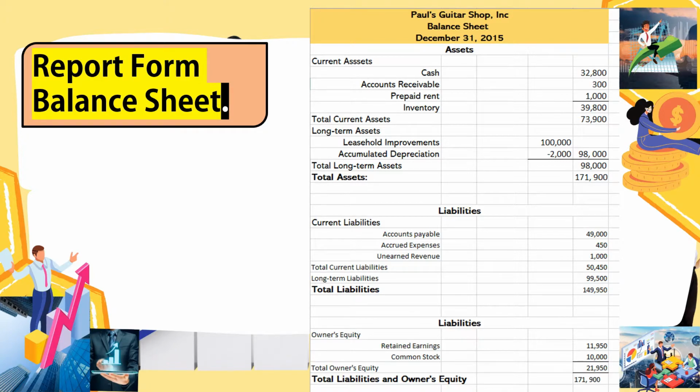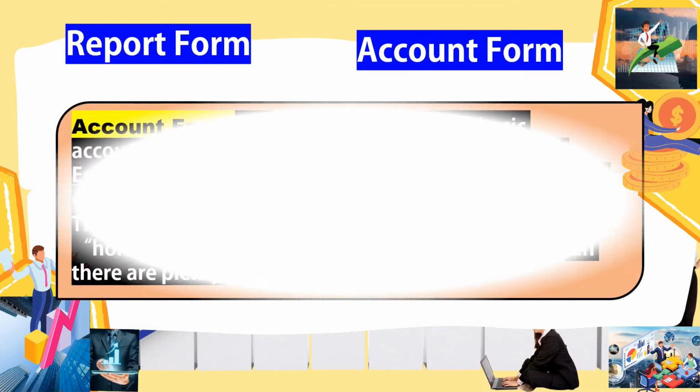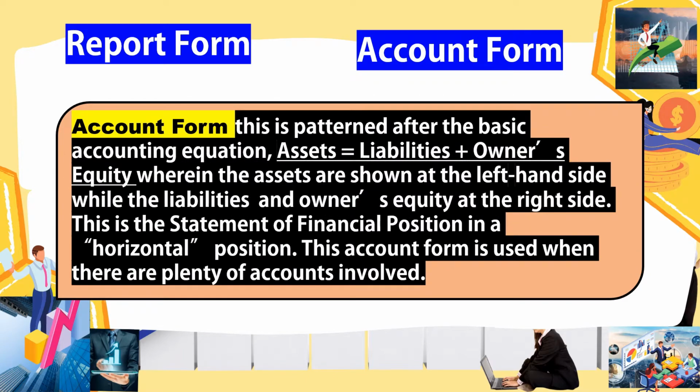Second is the account form. This is patterned after the basic accounting equation: asset is equal to liabilities plus owner's equity, wherein the assets are shown at the left-hand side while the liabilities and owner's equity are at the right side. This is the statement of financial position in a horizontal position.